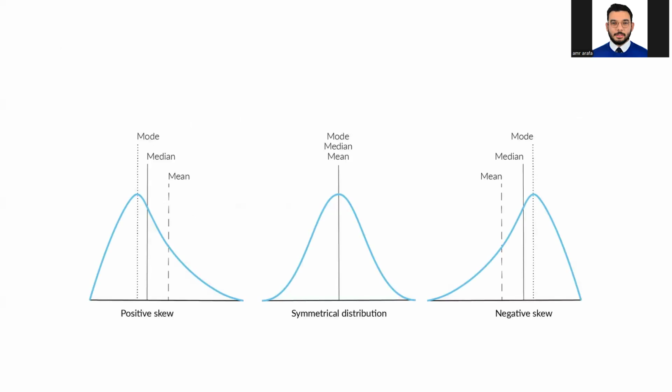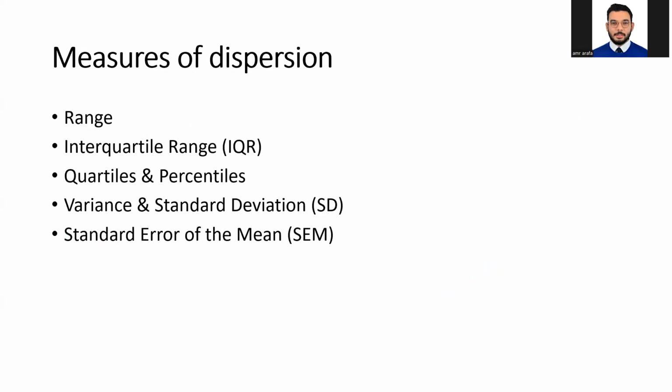Remember that the relationship between mean, median and mode actually determines something called the skewing of the data. So when the mean, median, and mode are all equal, this is a symmetrical distribution. But if the mean is the biggest, then this is a positively skewed curve. If the mean is the smallest, this is a negatively skewed curve.